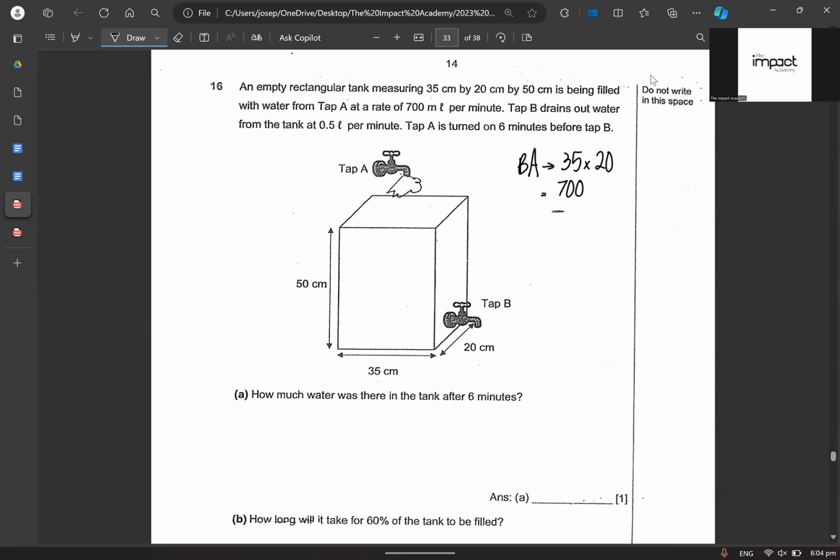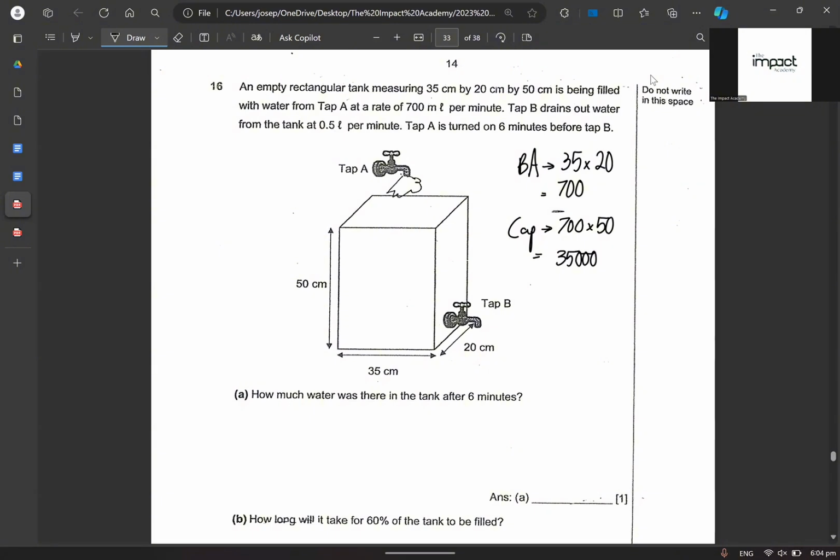Let's restart this question. Can you also write that down? We can find the capacity also, which is 700 times the height. When you do 700 times the height, you get an answer of 35,000. Can you understand or not understand?